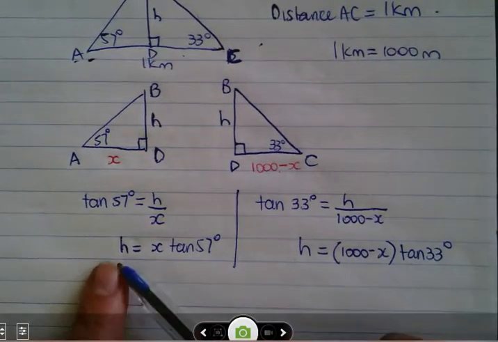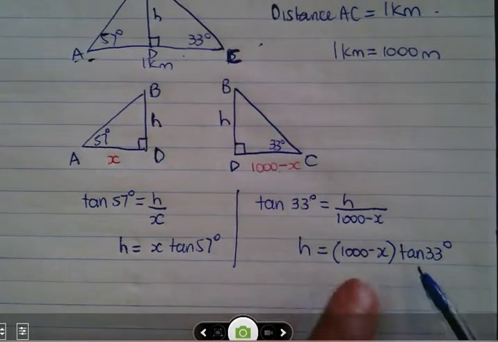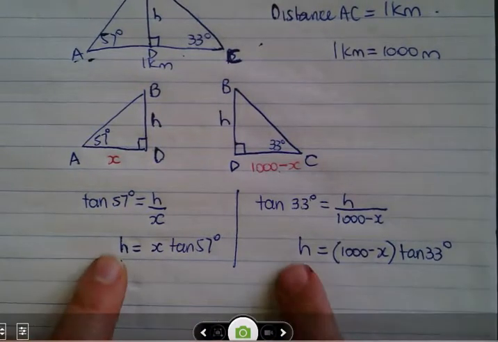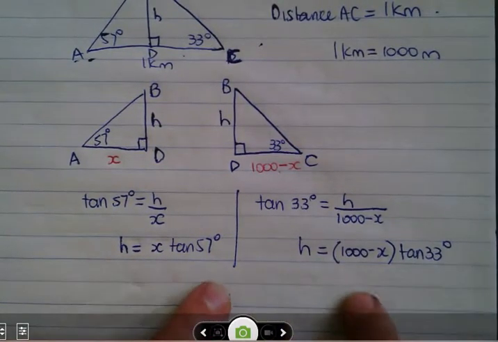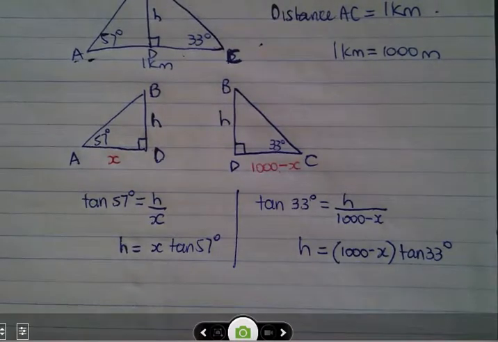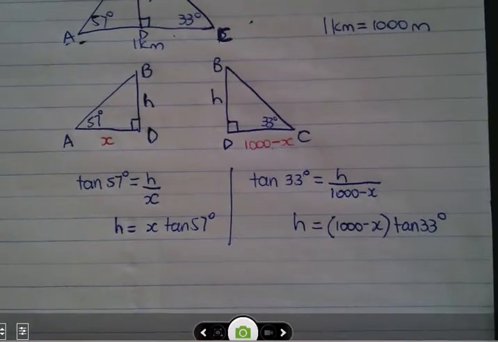So this is one expression for H, and this is my other expression for H. I can now put the two equations equal to each other, and I will only have something in terms of X. But you are trying to find H. I'm going to do it both ways, all right? Because some of you might do it that way first. And if you do, that's okay. You can still get to the other answer. All right? So let's go.